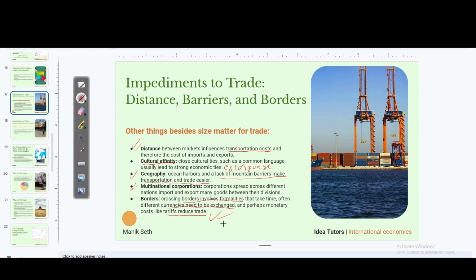So in summary, we can say that factors such as distance, cultural affinity, geography, multinational corporations, and borders all play a very significant role in shaping trade patterns. And if we understand these elements, they can help us look into the complexities that can occur when we are trading.